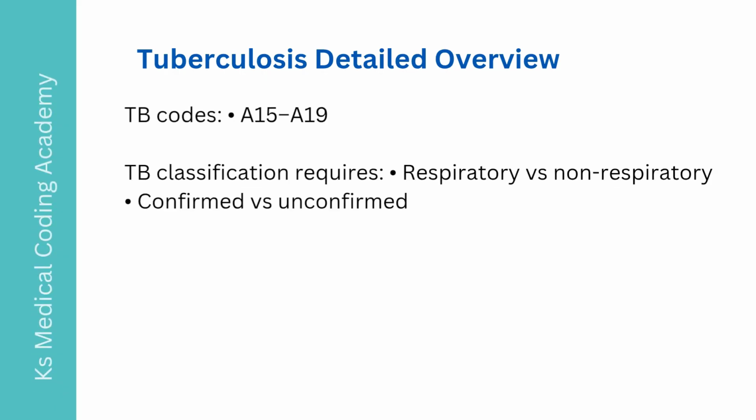Tuberculosis detailed overview. Tuberculosis codes are found in categories A15 through A19. TB classification depends on whether the disease is respiratory or non-respiratory and whether the diagnosis is confirmed or unconfirmed.